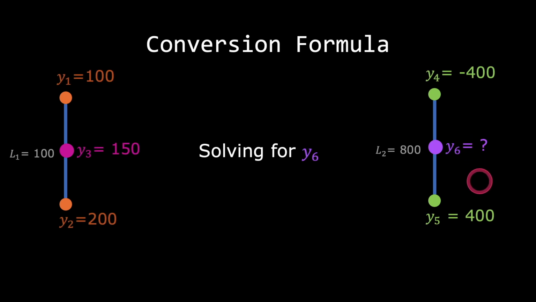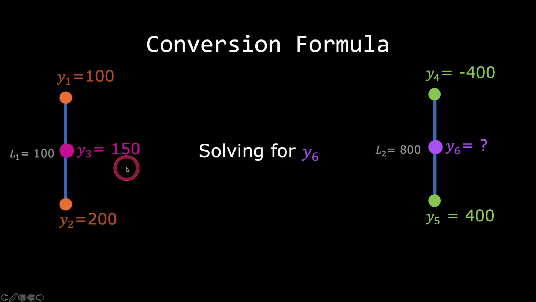Now in this case, we are solving for y6, so let's plug in some values. Let's do this by hand. We have a value y1 equals 100, y2 equals 200. So our paddle is 100 pixels long, and it is 100 pixels away from the top of the screen and ends 200 pixels away from the top of the screen. And of course, our ball made contact on the paddle at the center, which has a value of 150.